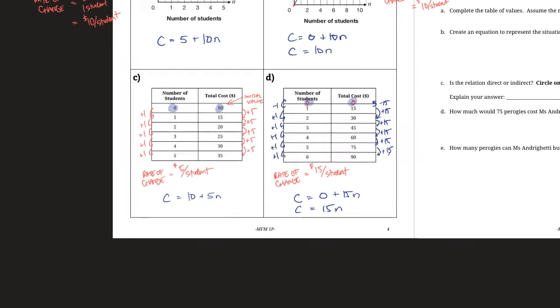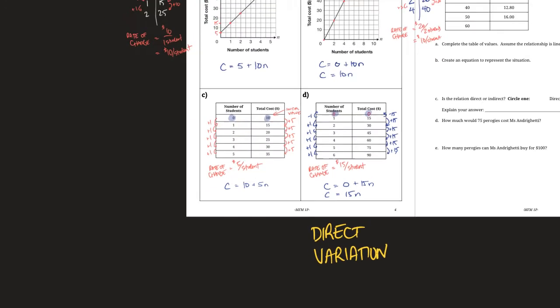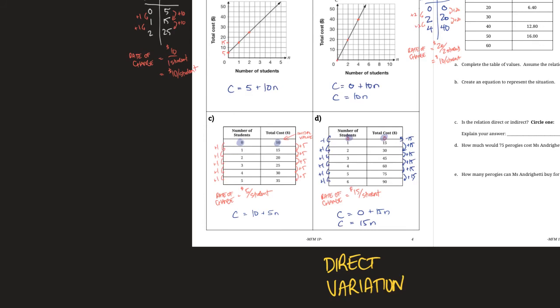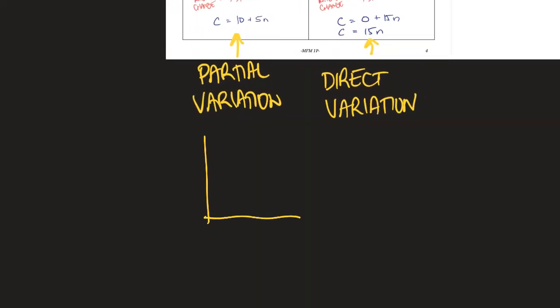We call this a direct variation. Okay? If there is an initial value that is not 0, or the graph doesn't start from that corner, we call this a partial variation. Okay? So these two are partial variations, these two are direct variations. And the little sketch that I like to do: partial variations, if you were to graph it, start not at 0. But direct variations always start at 0, right?